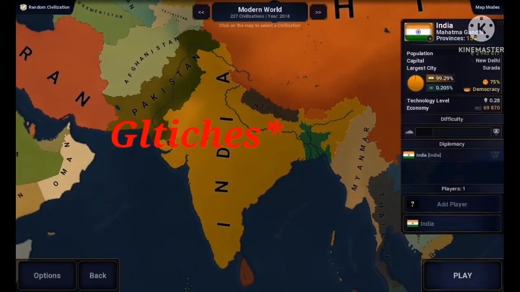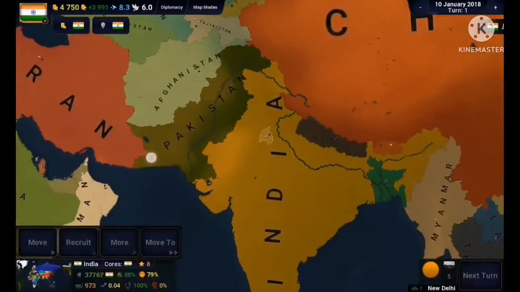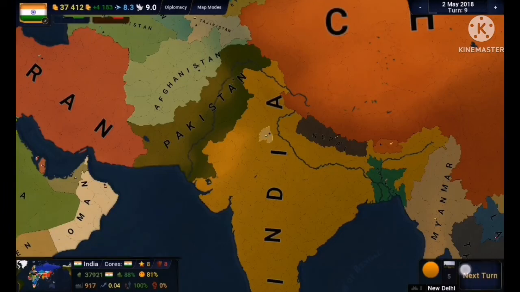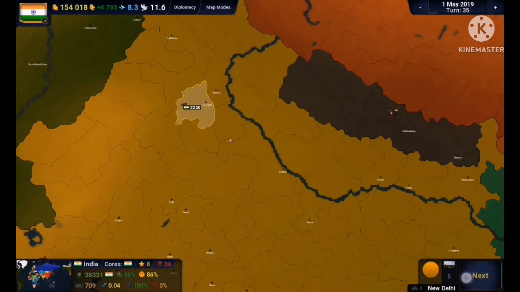Welcome back to another game of Age of Civilizations. Today I'm playing as India and, of course, Grand Money. But today I'm playing as India and I'm basically going to be forming SAARC.